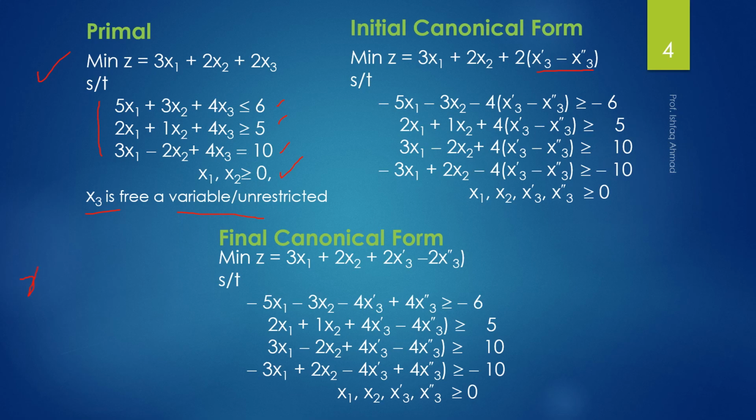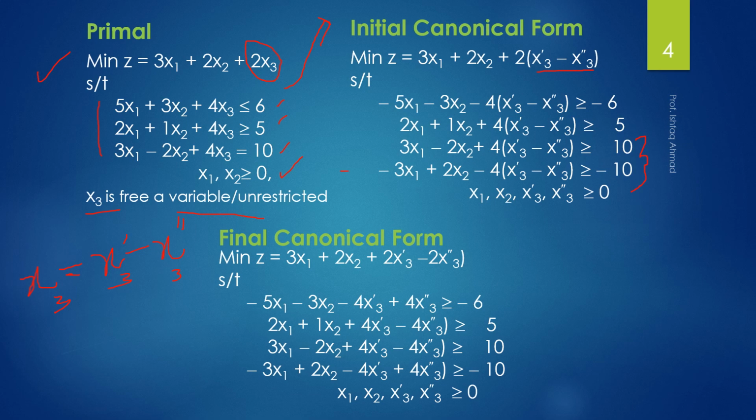So we will write x3 equal to x3 dash minus x3 double dash in the objective function for this variable. So we will generate an initial canonical form here. In this form we have just replaced x3 by x3 dash minus x3 double dash. And the third constraint has been converted into its two equivalent inequality forms.